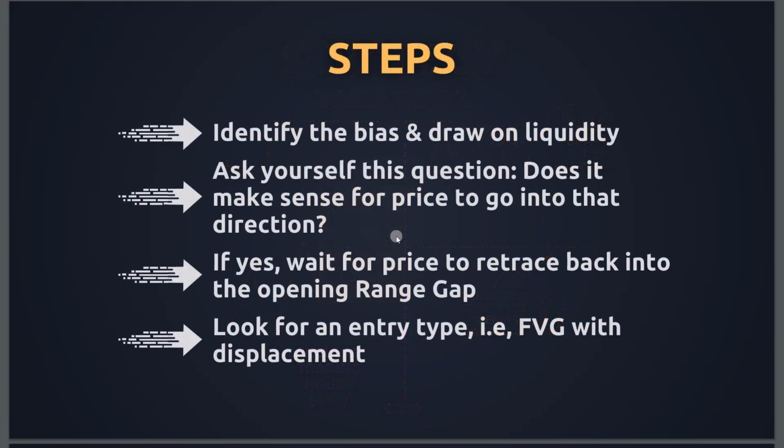So what are the steps for the variation 1? First, we start by identifying the bias and the draw on liquidity. Then you ask yourself this question: does it make sense for price to go into that direction? And what direction? The direction of the opening range gap. If the opening range gap opens up, which means that it's a bullish one, doesn't it make sense for price to still go up above the opening range gap? If yes, then we wait for price to retrace back into the opening range gap and we look for an entry type, for example, fair value gap with displacement or any other type of entry.